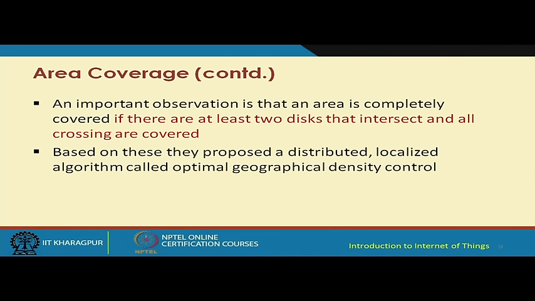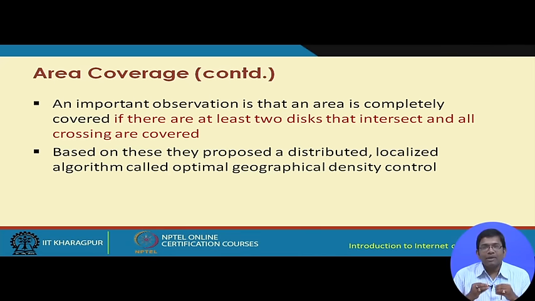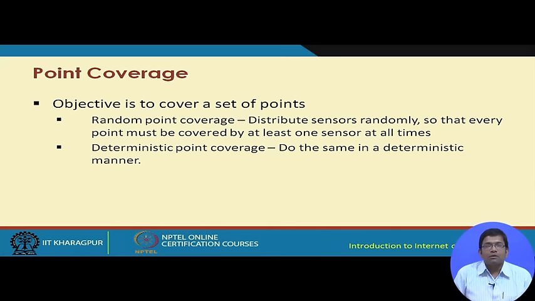What basically has to be done is we have to ensure that the crossings where two disks intersect are determined, and then we have to ensure that all these crossings formed out of the intersection of the different circles are covered. And this is what one of the algorithms proposed by Zhang and Hu, the OGDC algorithm that we are going to talk about shortly, basically does. So, without going into the details of it, let me also explain the concept of point coverage.